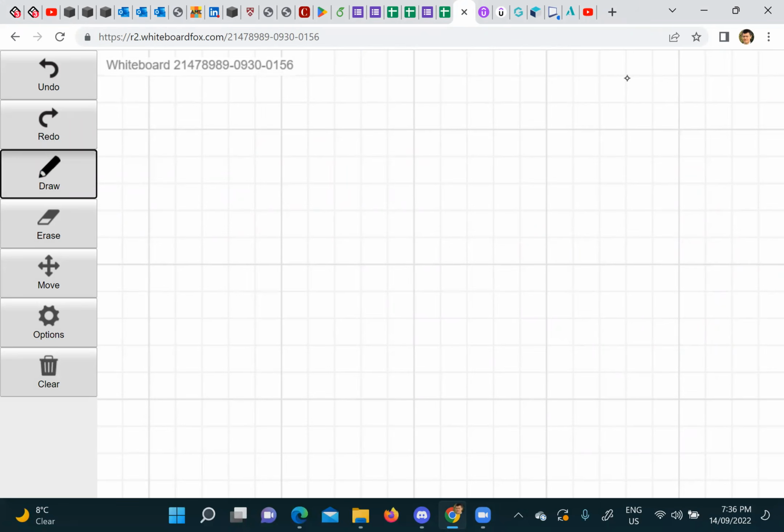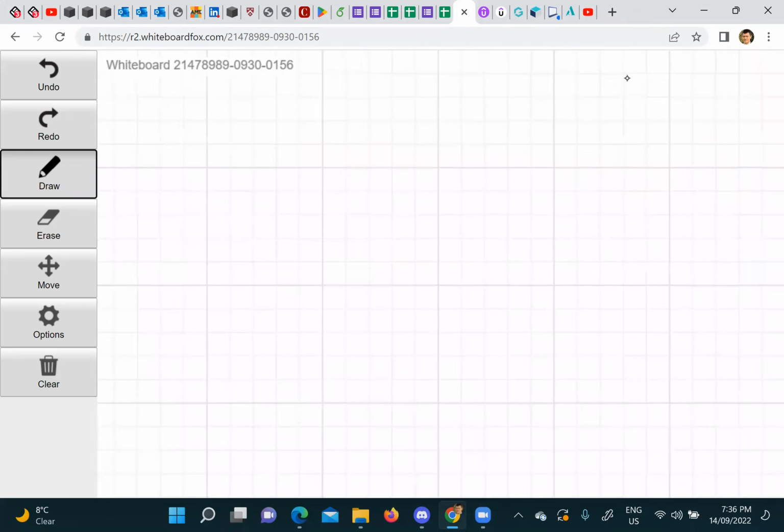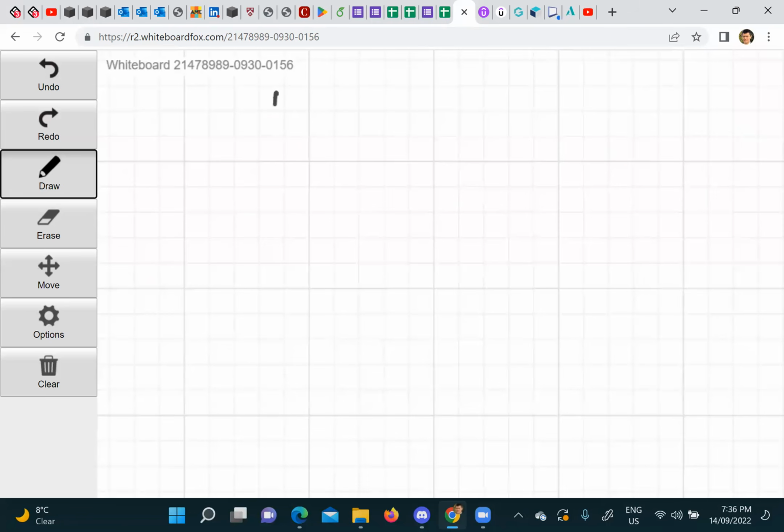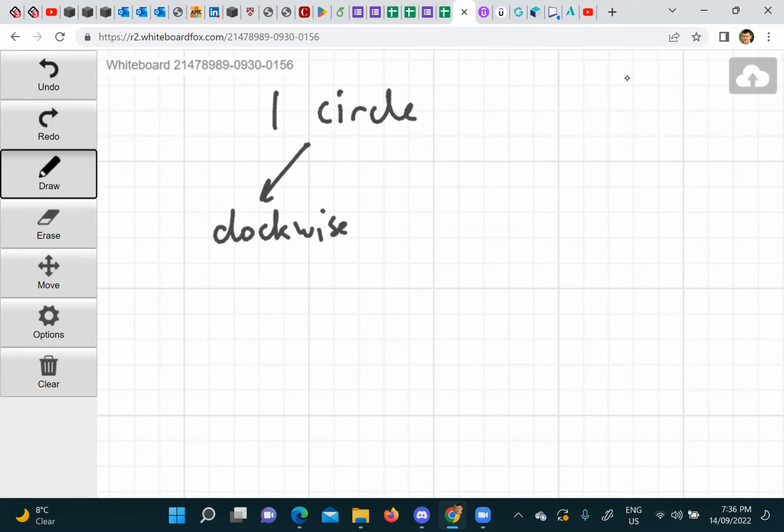So you're kind of doing something like this. There's one circle, right? And that circle could be clockwise or anti-clockwise.